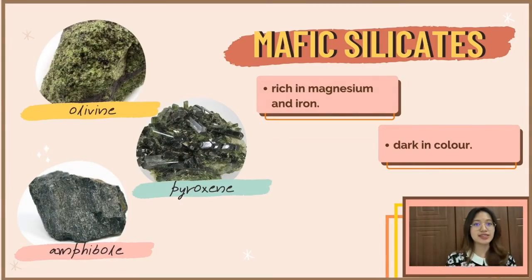Now there are 2 subcategories of silicate minerals. There are mafic and felsic silicates. Starting off with mafic silicates, these are minerals that are rich in magnesium and iron. The presence of these elements is what causes the common characteristic of them being dark in color. Some examples are common rock-forming ferromagnesian minerals such as olivine, pyroxene, and amphibole.